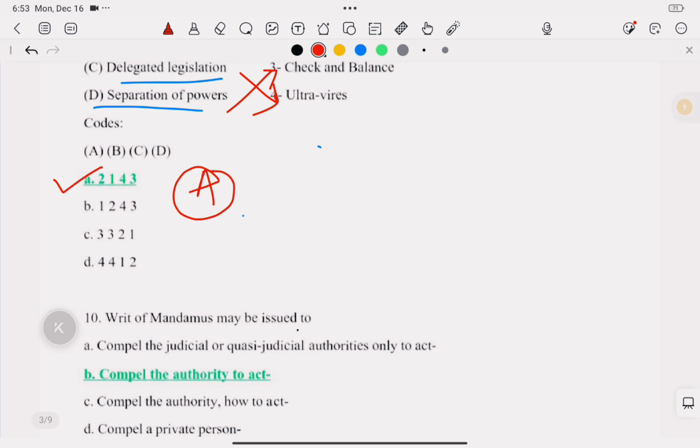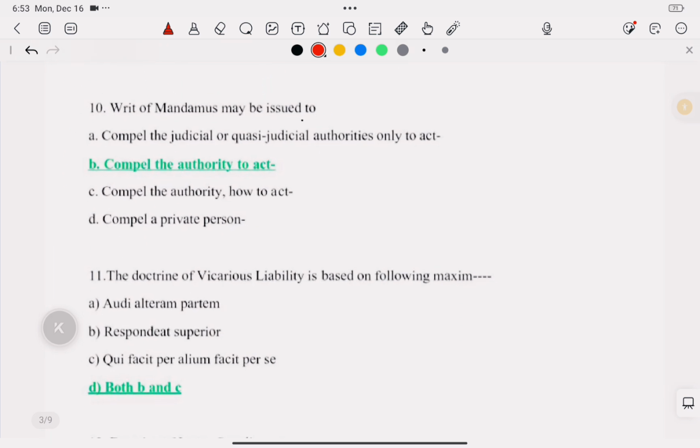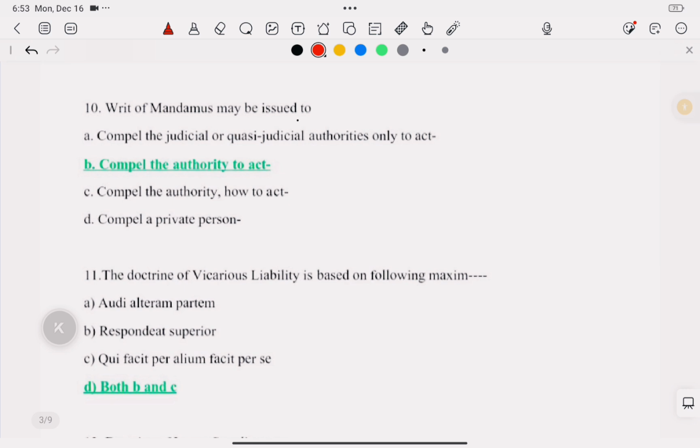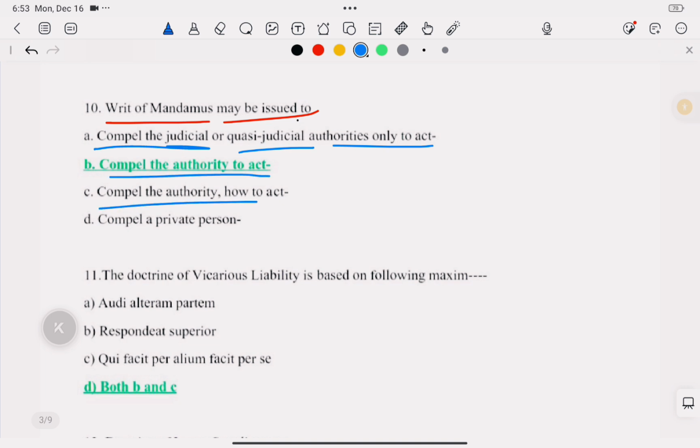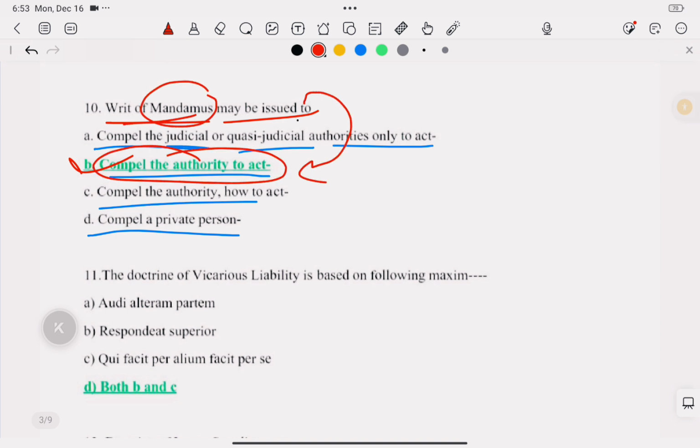Okay, so now moving to the next question. The next question is: writ of mandamus may be issued to which of the following? Let's see the options. Option A, compel the judicial or quasi-judicial authorities only to act. Option B, compel the authority to act. Option C, compel the authority how to act. Option D, compel a private person. So in this case the correct option would be option B, that means compel the authority to act. So the correct option would be option B.